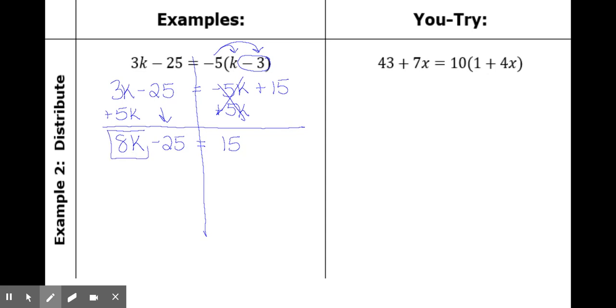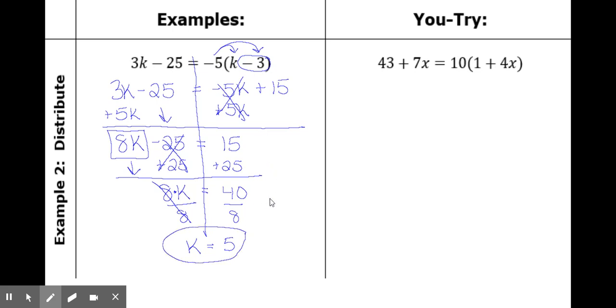From here, I just have a regular two-step equation. So I box off the variable. Outside of the box is a negative 25. To undo that, I'm going to add 25 to both sides. My 25's cancel. Bring down the 8k equals 15 plus 25 makes 40. Final step, this says 8 times k. The opposite of that is to divide. So I'm going to divide both sides by 8. And I'm left with k is equal to 40 divided by 8 makes 5.